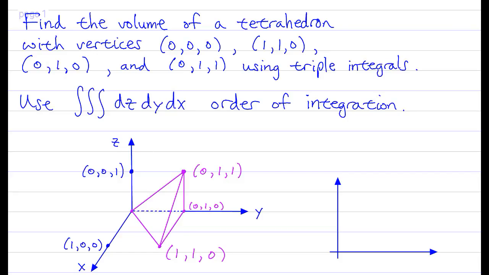Hello, multivariable calculus students. Today in this lesson we're going to find the volume of a tetrahedron with vertices (0, 0, 0), (1, 1, 0), (0, 1, 0), and (0, 1, 1). And we're going to do this using triple integrals.